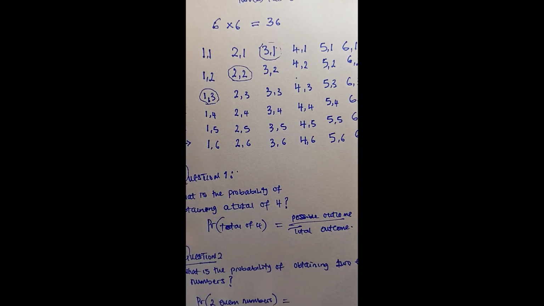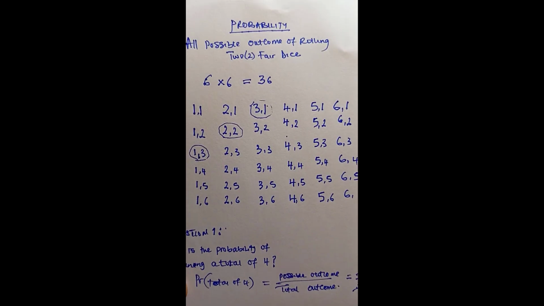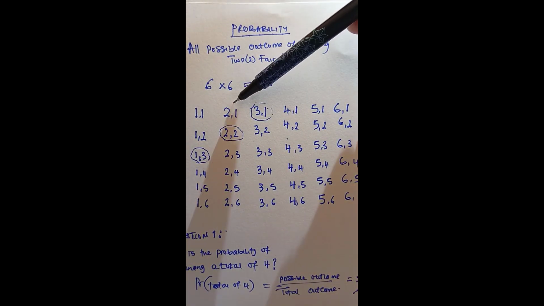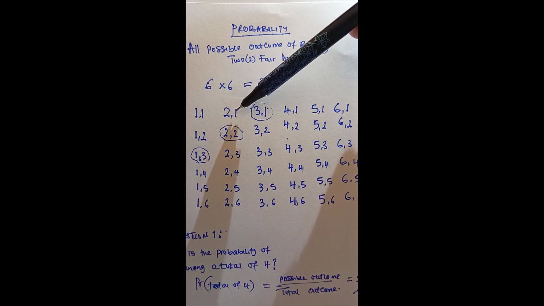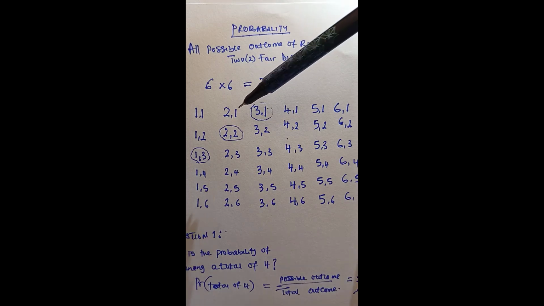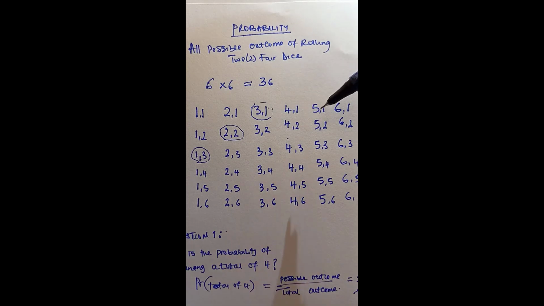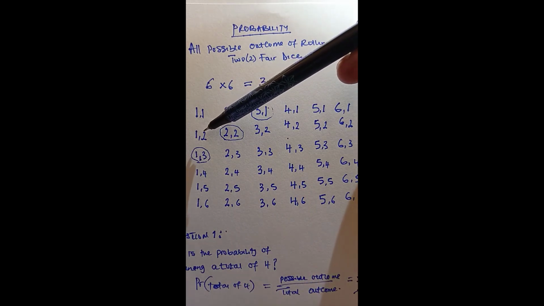So let's go back to our sample space. Two even numbers. Here is 2, but here is 1, so they are not 2 even numbers. So let's check the next line. On the very first line there is no possible outcome. So let's check the second line.